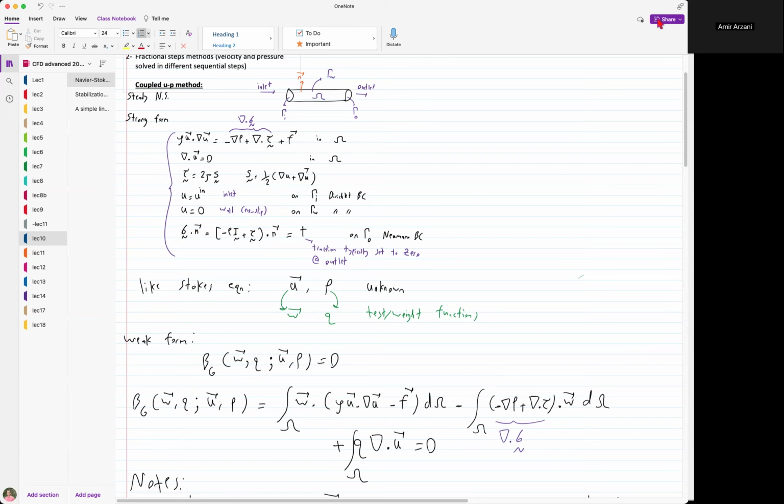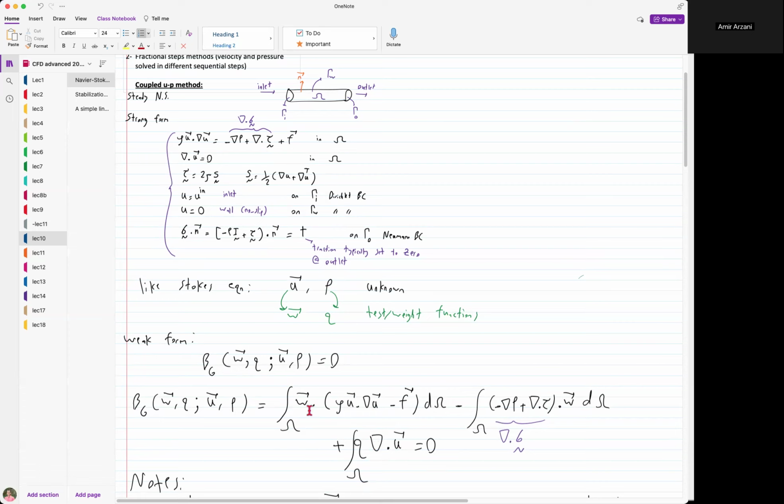And then we also have the weight function multiplied by the divergence of sigma term, the divergence of stress, which becomes grad P and divergence of tau, the viscous part of stress. And then we also have the continuity equation. For continuity equation, it's a scalar equation. So we multiply it by Q, the weight function for pressure, and we know that pressure is associated with continuity. So here we have Q multiplied by divergence of U.